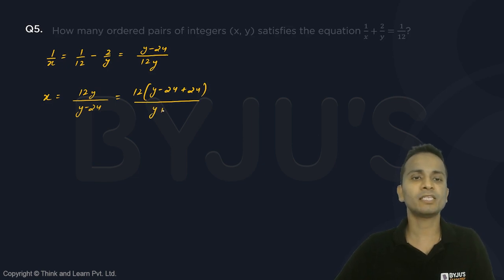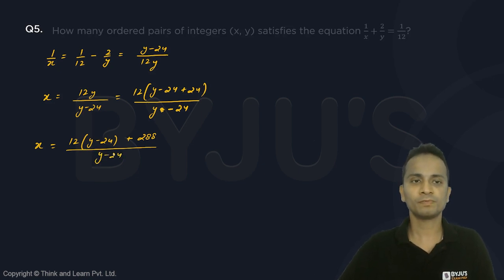Okay, I'll separate the denominators. In the denominator, I will have y minus 24. Now after this, the next step will be, careful here. So x is equal to 12 times y minus 24 plus 12 into 24 is 288, whole divided by y minus 24. So x now can be written as 12 plus 288 divided by y minus 24.